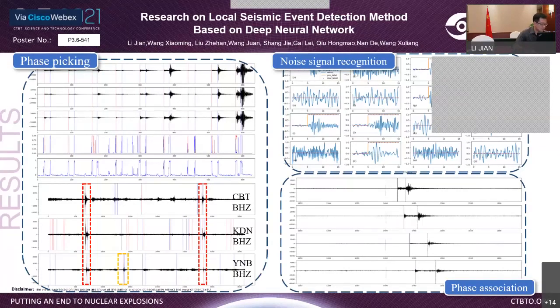We use actual data to test our method, and the results show that our method can accurately pick up the local P and S phases, and then realize the reliable detection of the local events. So if you are interested in my work, you can see my poster for more details. Thank you.